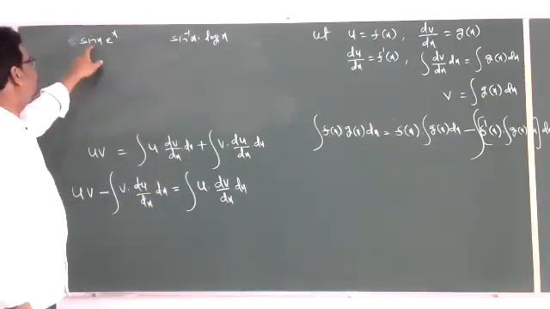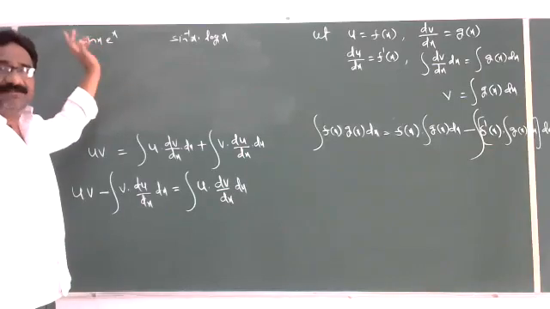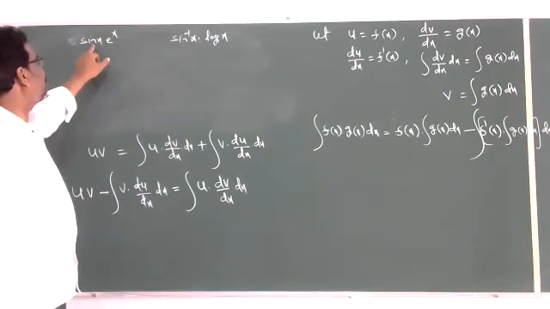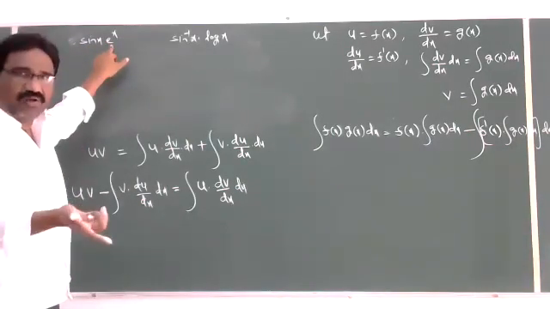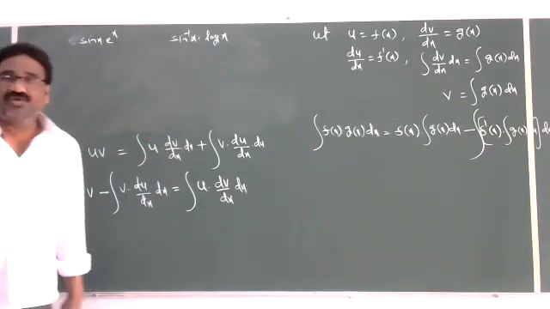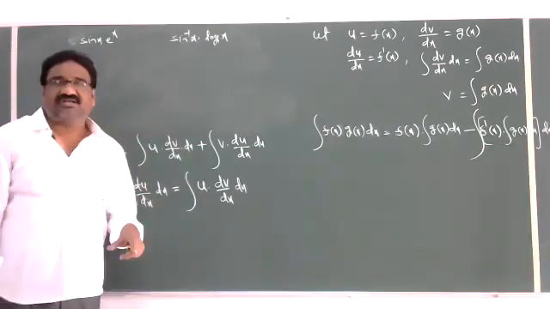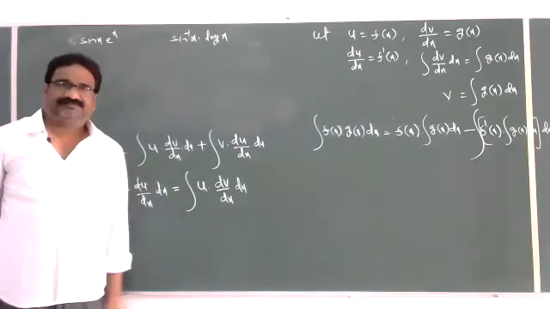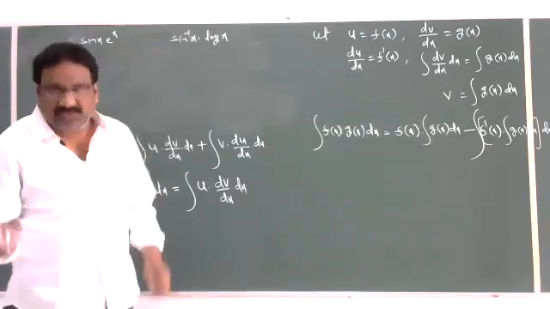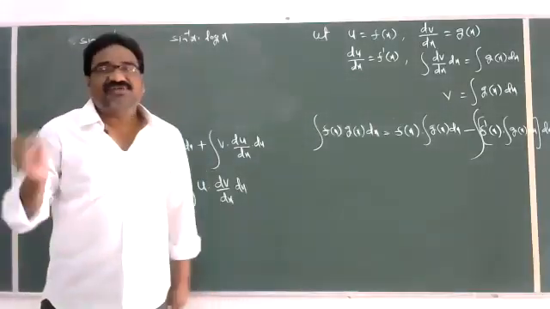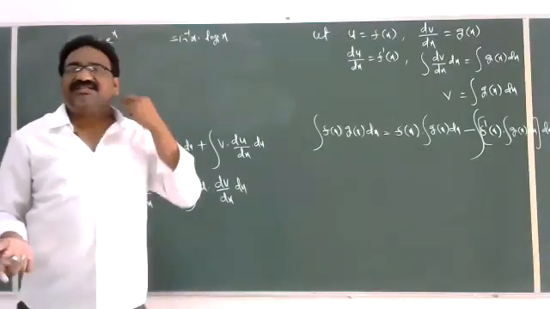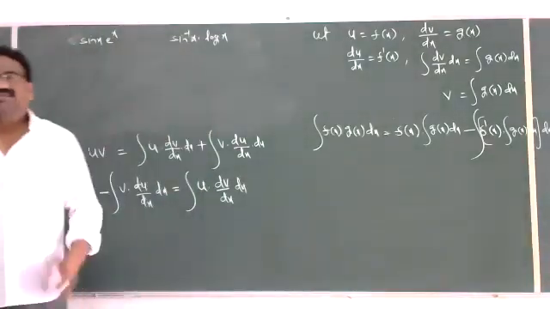Some persons are taking this is u, this is v. Some persons are taking this is u and this is v. That is, this is the first function and this is the second function, or this is the first function or this is the second function. In the UV formula in differentiation, at last you get the same answer. For every two functions, by using the product rule in differentiation, any function can be the first function or any function can be the second function, at last you get the same answer.